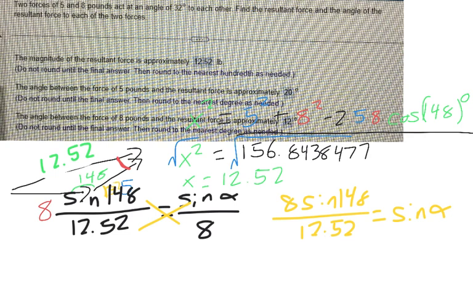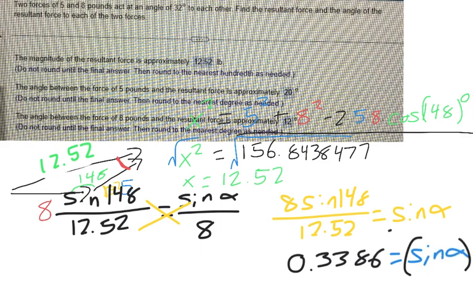And again, just leave this number in your calculator. You don't have to write it all out. I got something like 0.3386. Again, just leave that whole number in your calculator. And that's equal to sine of alpha. So now to solve for alpha, I need to take the inverse sine of both sides. On your calculator, I'm just going to do the inverse sine of the previous answer. And so alpha must be equal to, I got 19.79.